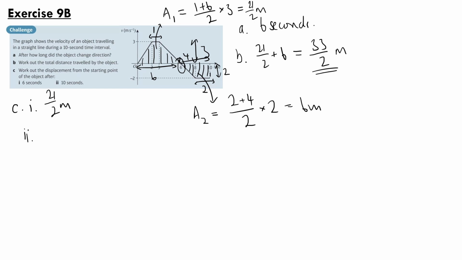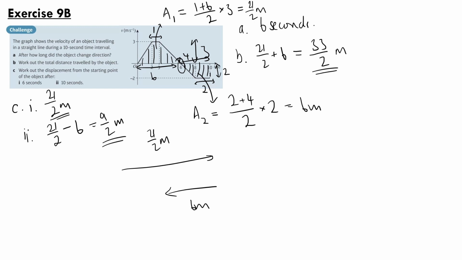So its total displacement from the starting point will be 21/2 minus 6. Because what the particle has done is it's gone 21/2 meters to the right. And then the velocity has changed sign, so it's moving backwards, and it's gone back 6 meters. So its total displacement after 10 seconds will be 21/2 minus 6, which is 9/2 meters. And that is our final answer.